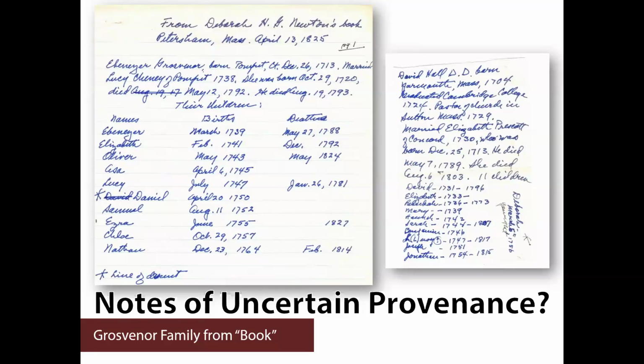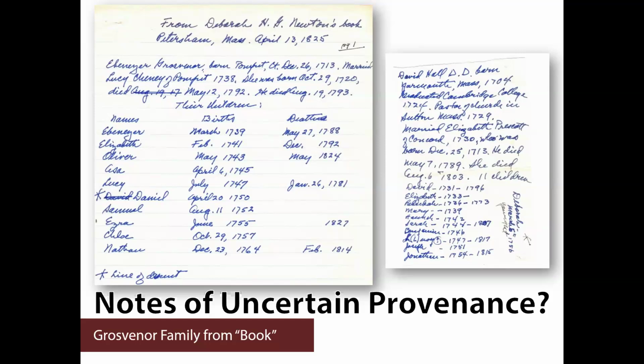So Anne determined that these notes here are actually Maud's handwriting, her grandmother's mother-in-law. And the document header says from Deborah H.G. Newton's book, April 1825. Okay, so it seems like we have some type of source. The issue is we don't know what this book is. Is it a Bible? Is it a prayer book? Is it a genealogy? We don't know what type of book this actually is because we don't have a full citation.